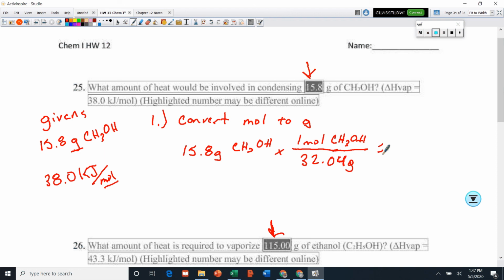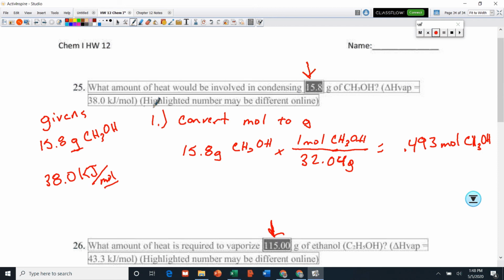So doing this, 15.8 divided by 32.04 tells us that we have 0.493 mole of CH3OH. Now, I believe the question is asking you what amount of heat.